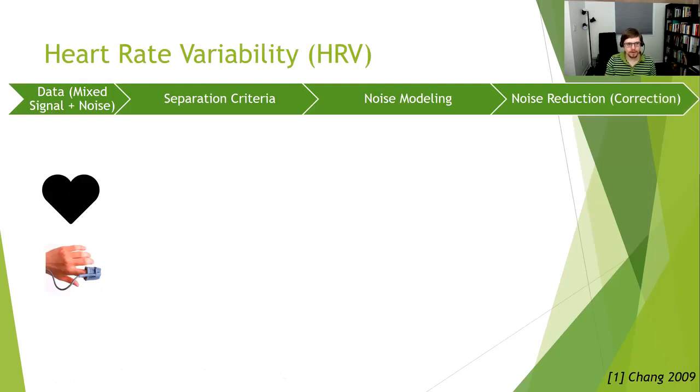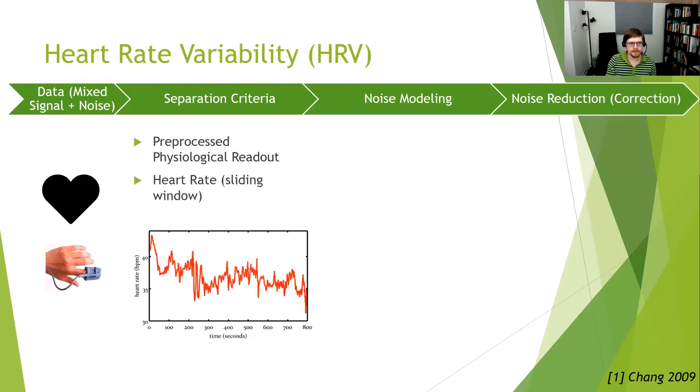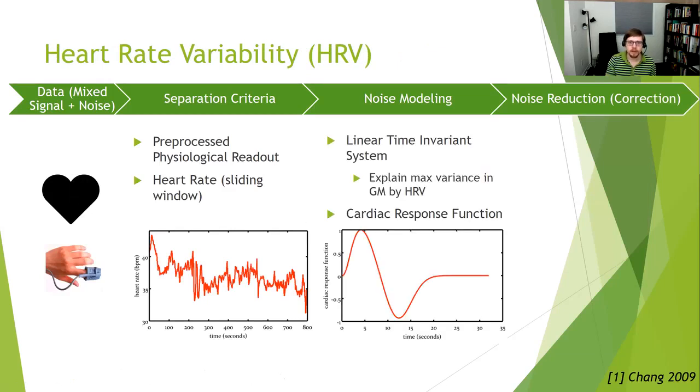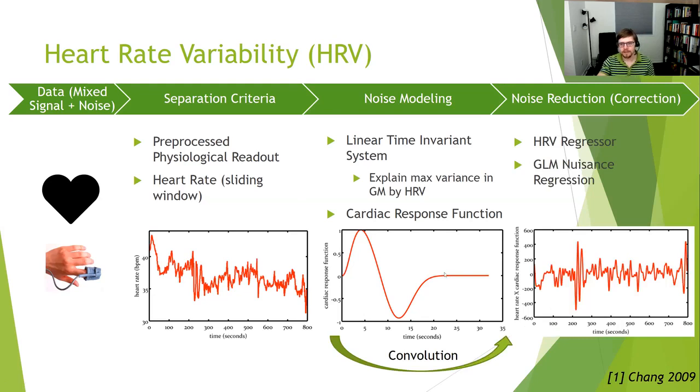Heart rate variability also uses this pulse oximeter signal and pre-processes it to compute the heart rate in a sliding window, and then models the effect of the heart rate on the brain as a linear time invariant system. So in the original work by Chang et al., they tried to estimate a cardiac response function by explaining the maximum variance in gray matter that can be reduced by using the heart rate and this linear time invariant model. And if you convolve this heart rate with this cardiac response function, you end up again with a regressor that you can regress out.